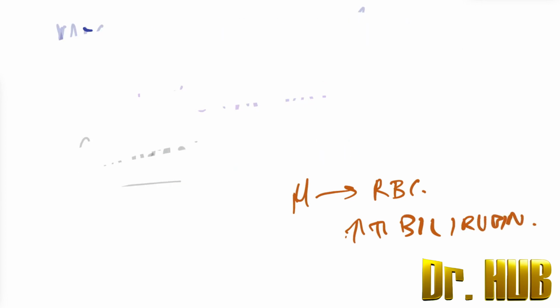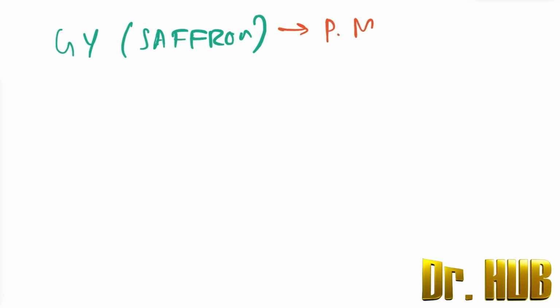Then we move on to the green yellow, or the saffron. This refers to post-maturity.